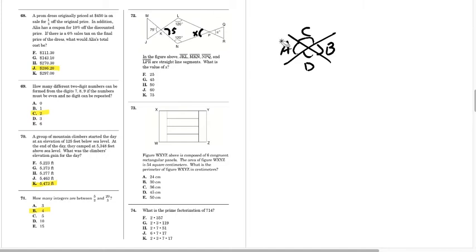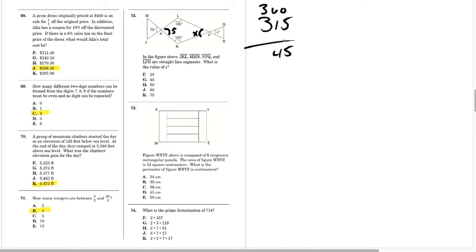So we just have to add up what we have here. 120 plus 120 plus 75 is going to be 315. And if you take that away from 360, you get 45. So our answer is G. Because we know the inside of a quadrilateral is 360 degrees. Number 73.